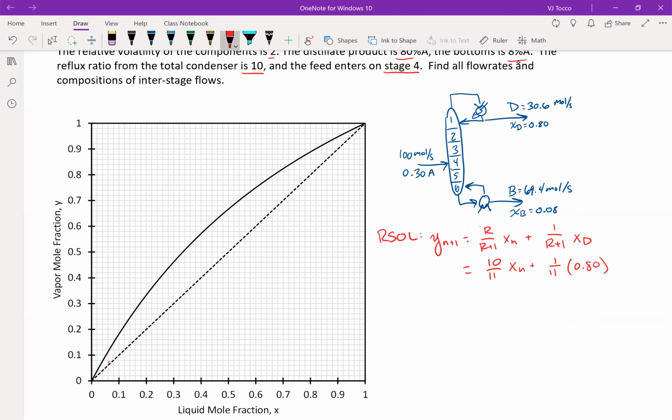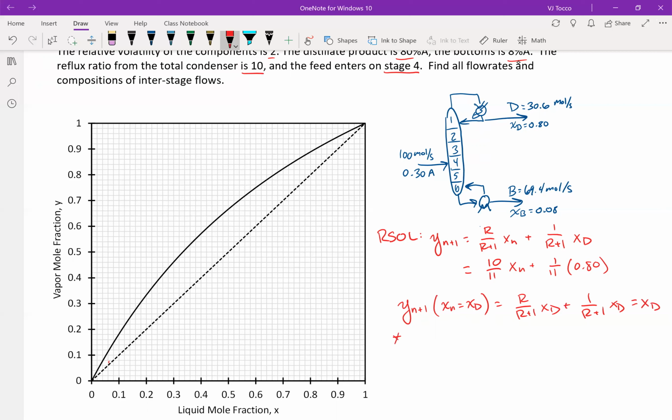And this is a similar trick to the one that I used in the single equilibrium stage. So I know that if I plot y_{n+1} for x_n equals x_D, I have a simplifying case. If I plug in x_D, I'm going to get R/(R+1) times x_D plus 1/(R+1) times x_D. The x_D's are going to cancel out. I'm going to get an R+1 in the numerator that is going to cancel with the R+1 in the denominator, and it's going to equal simply x_D.